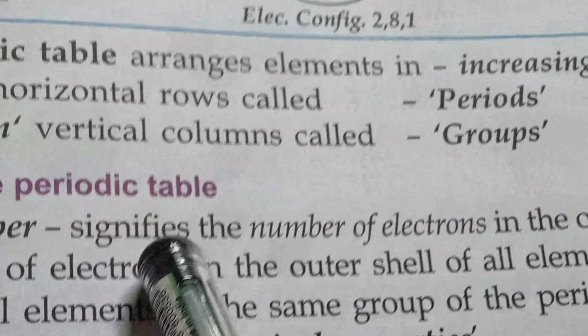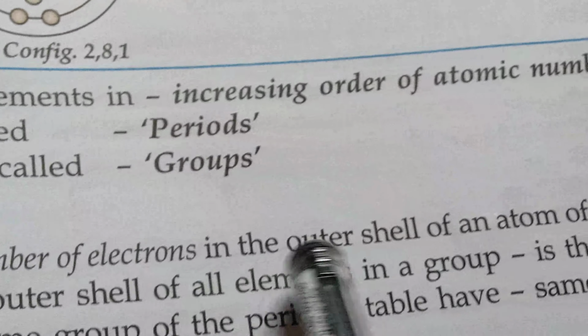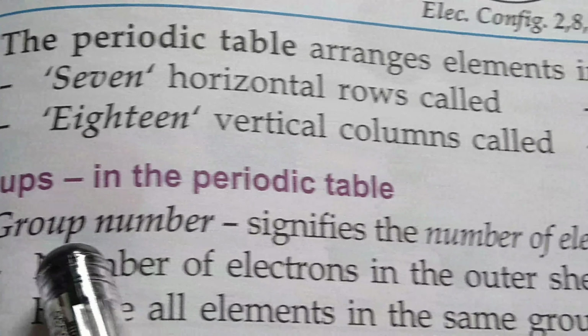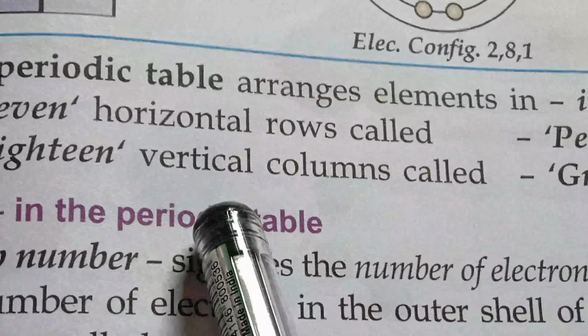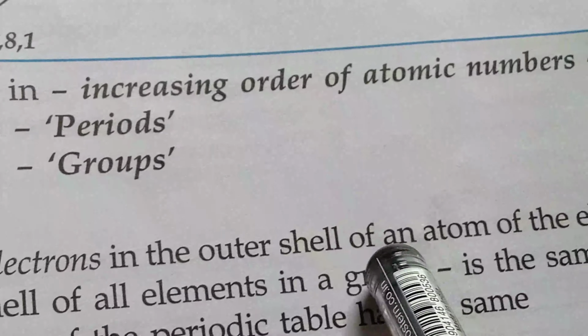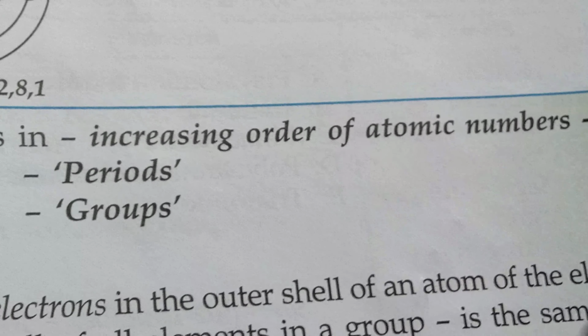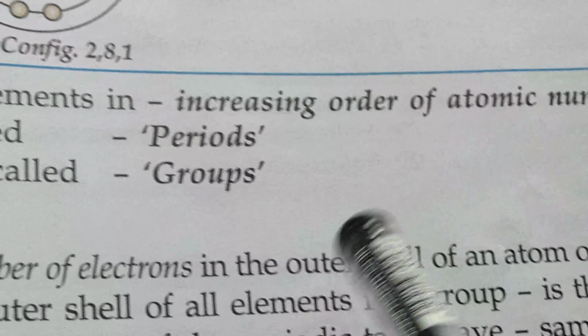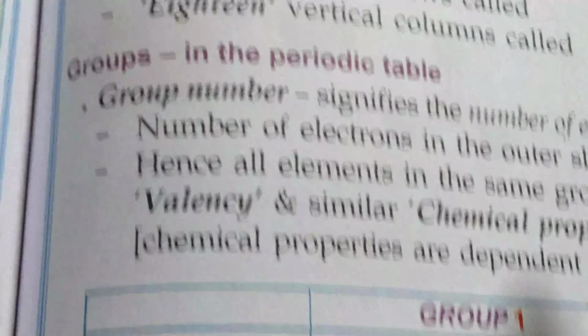Group number signifies the number of electrons in the outer shell of an atom of the element. So what is the meaning of the group number? Group number denotes the number of electrons present in the outer shell of an atom of this element. मतलब पर्टिकुलर कोई एलिमेंट का आउटर सेल में कितना नंबर ऑफ इलेक्ट्रॉन्स आर प्रेजेंट, दैट डिनोट्स द ग्रुप नंबर.